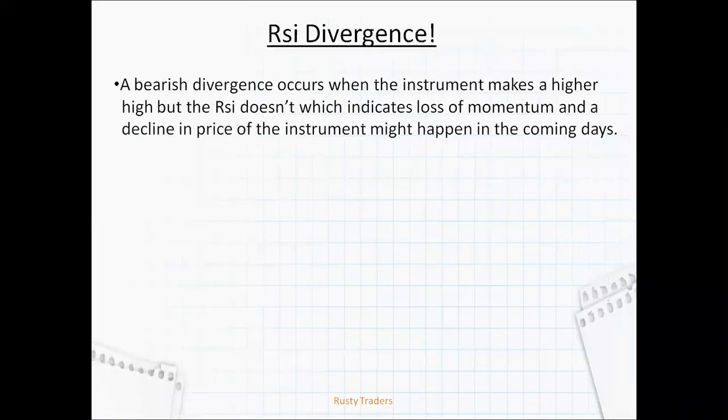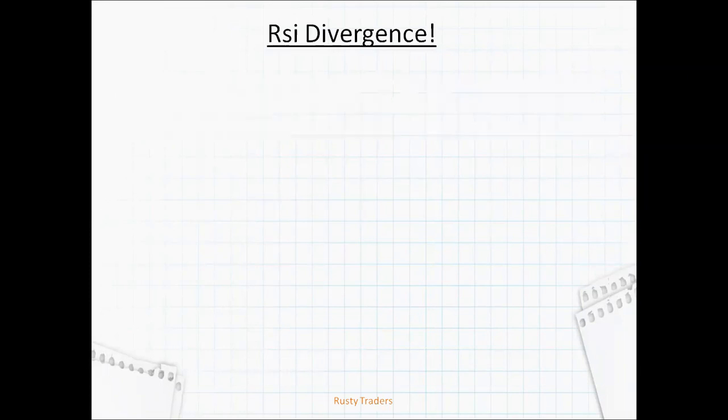Now, what is RSI divergence? RSI divergence basically means that RSI does not follow what the underlying index does. When I say the underlying index, it could be the underlying instrument. I mean, if the price of the index or the share is going up, RSI does not. In the sense, if the stock makes a new high, RSI does not do that.